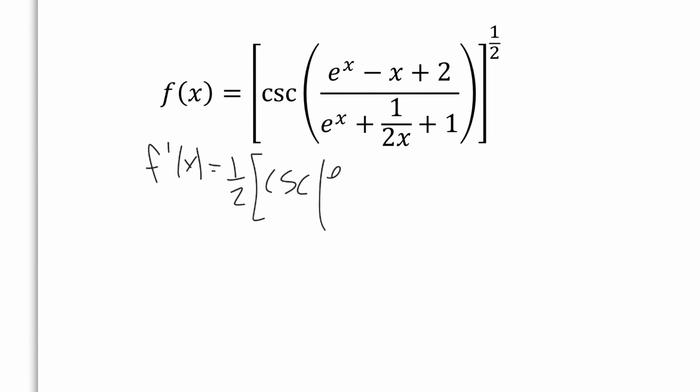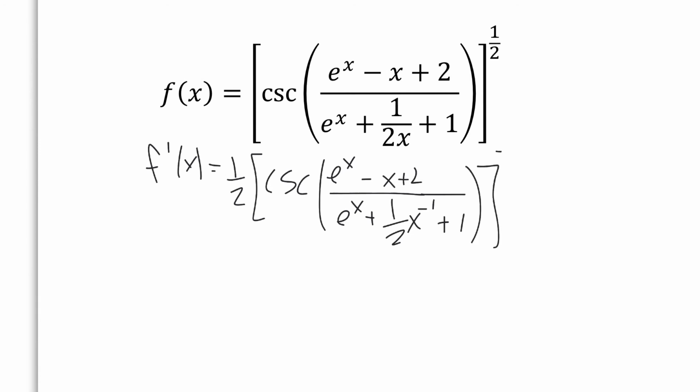cosecant e to the x minus x plus 2 over e to the x plus, now I'm going to write this as 1/2 x to the minus 1, just to set it up for when we go to do a derivative later. We never like to leave our x in the bottom. We always like to write it as a power. This will be negative 1/2.